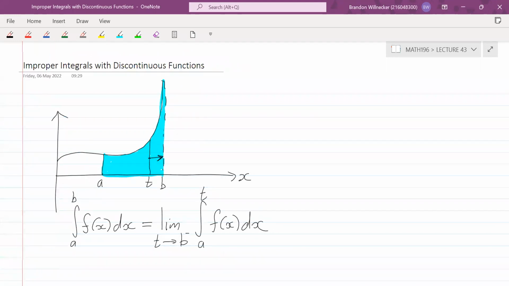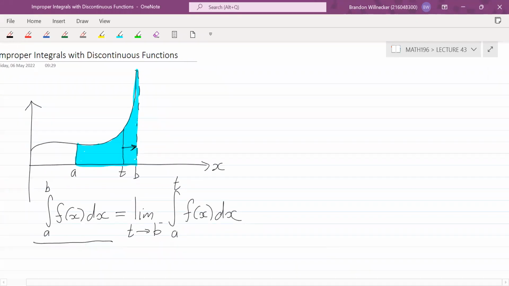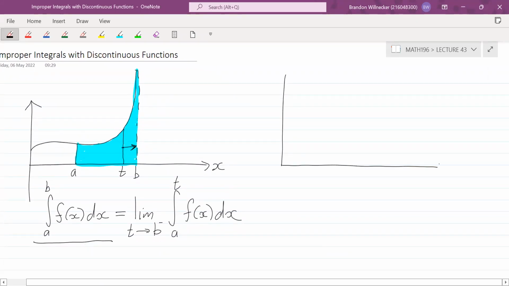Now, if this limit converges, then we say that our original integral also converges. If the limit diverges, then the integral also diverges. Okay, so this is what we mean by integrating up to an asymptote. Now here, the asymptote was on the right-hand side of our area. We could also have the case where the asymptote is on the other side. So let's look at that.